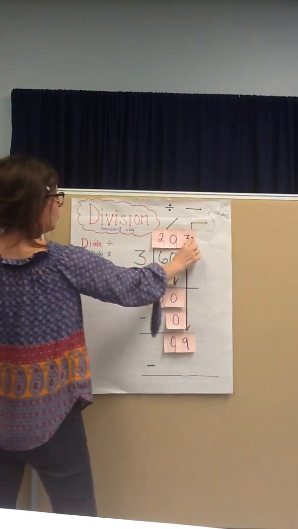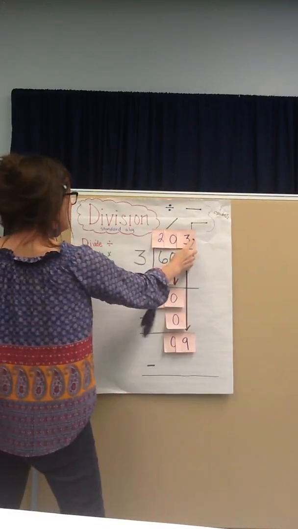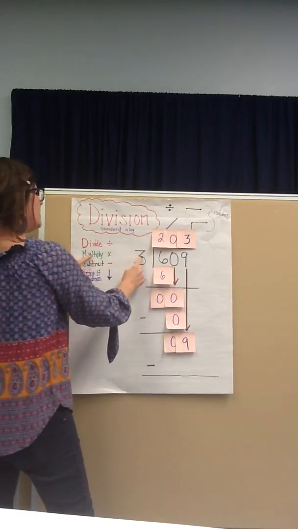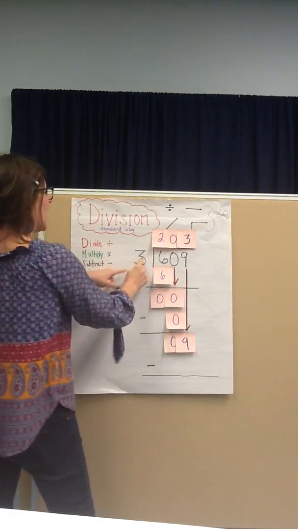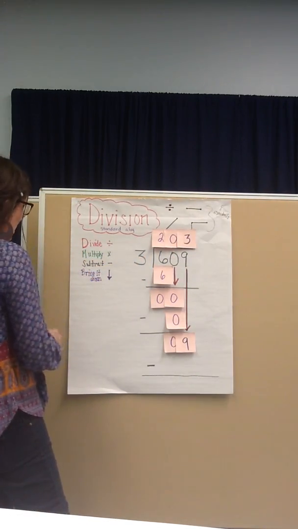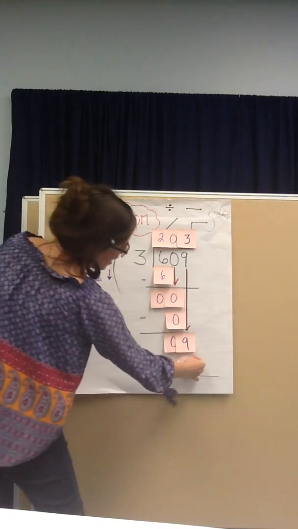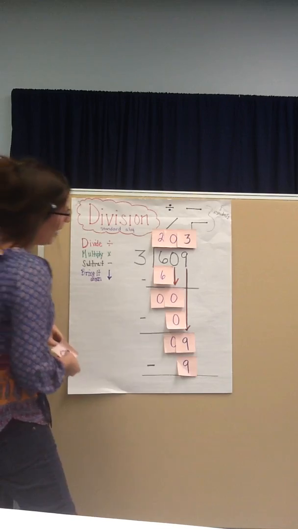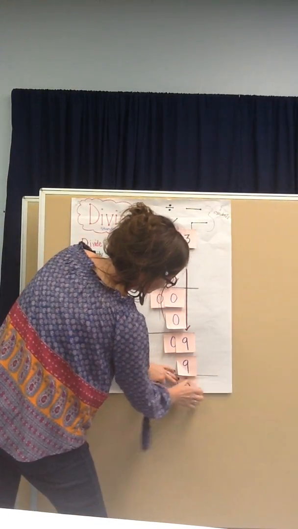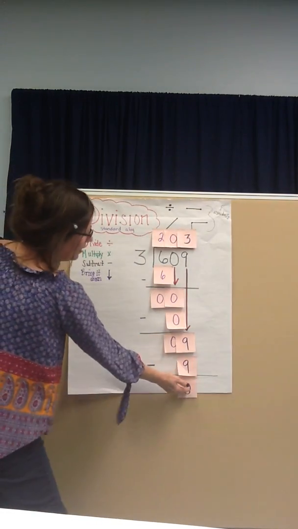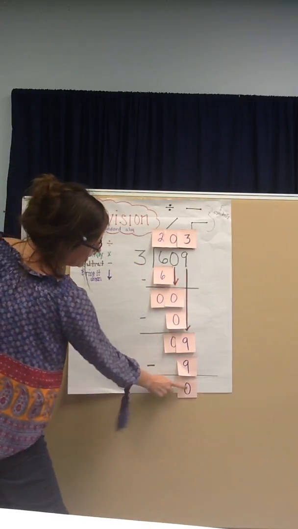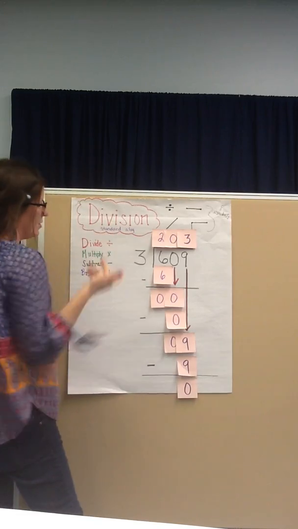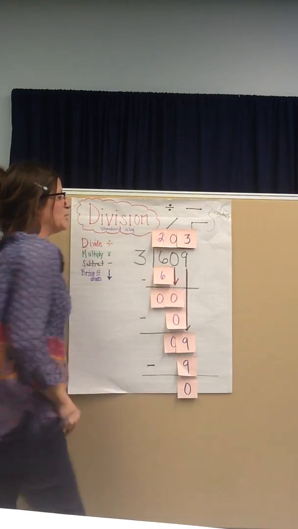And now I have the number 3 I divided. But my next step is multiply. Always multiply your new number by your divisor. 3 times 3, and I get 9. And now I have to put 9 and subtract. My next step, 9 minus 9. I'm left with 0. Do I have anything left over? No, I always double check that this number is less than my divisor, just to make sure I couldn't go in one more time. So my quotient was 203.